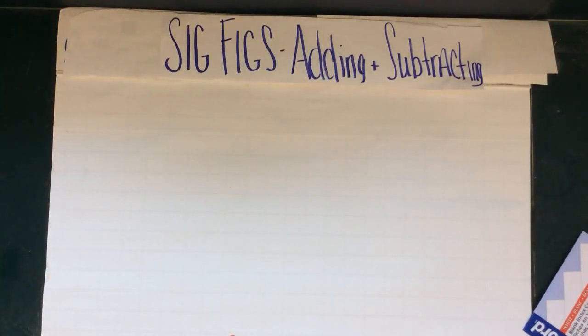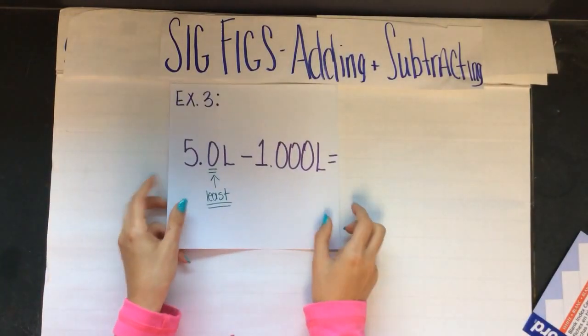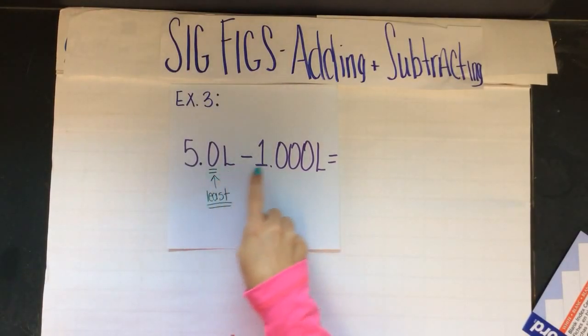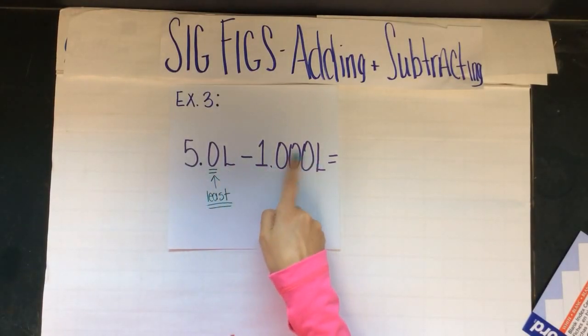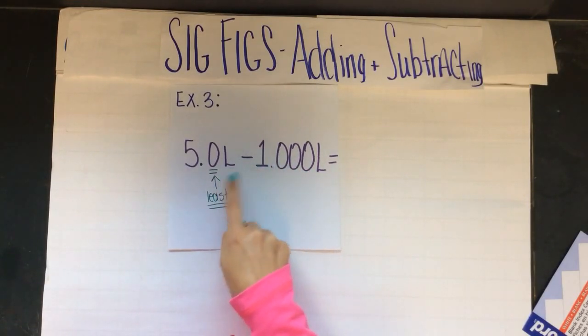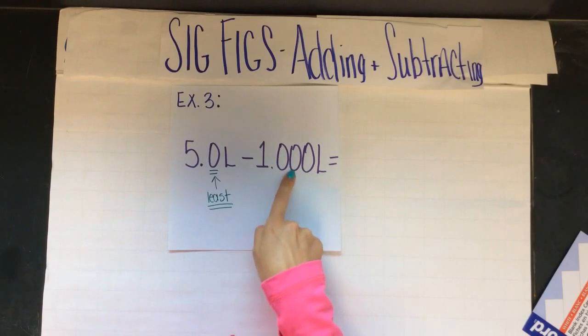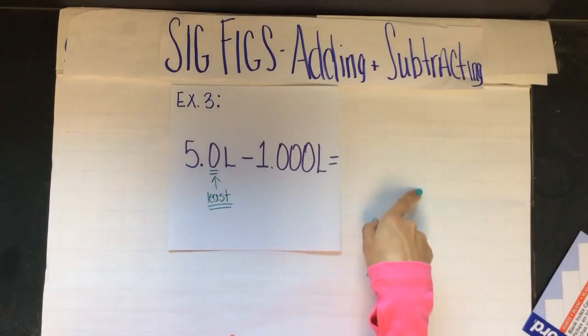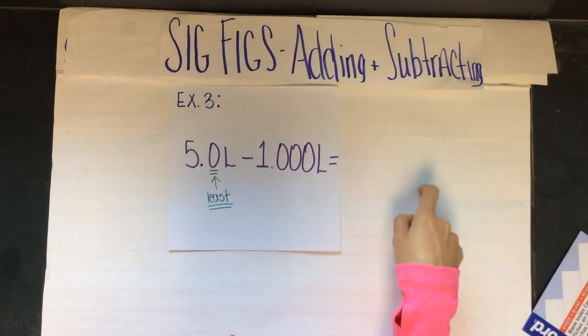And lastly, here's our last example. I have 5.0 liters, goes to the tenths place. 1.000 liters, tenths, hundredths, thousandths place. Which measurement is better? Well, clearly this one is. Wow, look how many places I can read to. This one I can only read to the tenths place. So with that being said, what would my answer be? Take a second right now and try to see if you can guess.